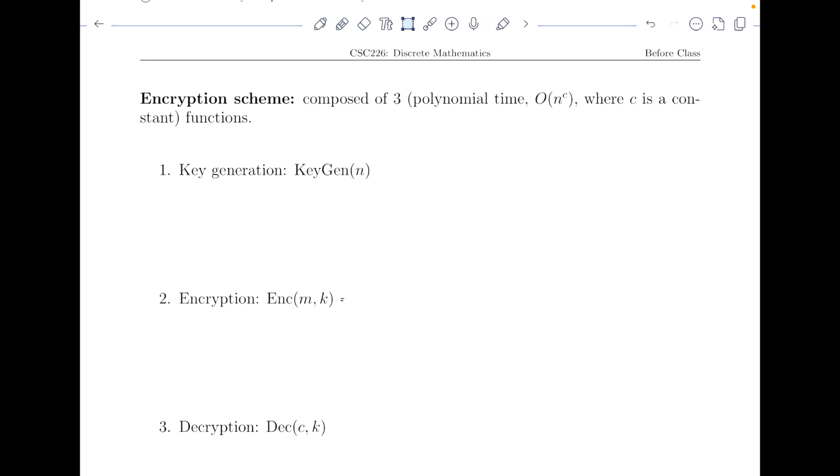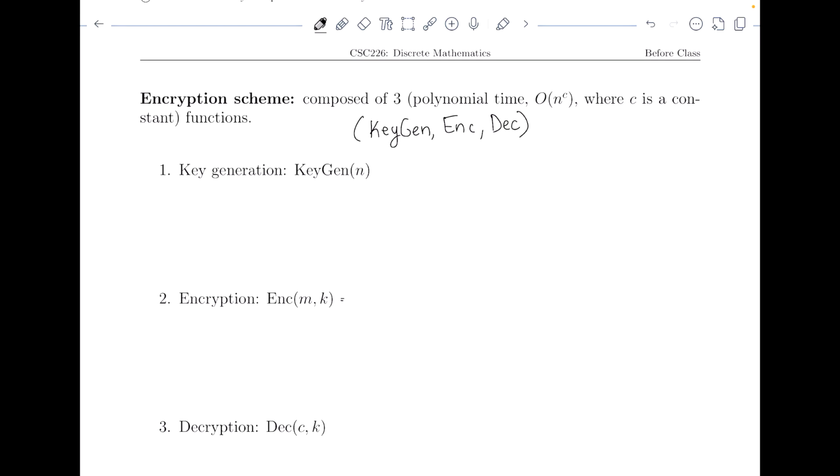Let's talk about the formal definition of an encryption scheme. It is composed of 3 polynomial time functions. So I've written here that it's O of n to the c, where c is a constant, and n is the input size. And we have these 3 functions, which are keygen, encrypt, and decrypt. Since I have these 3 functions, I often write it as a tuple. So you might say an encryption scheme is a tuple of 3 functions: keygen, encryption, and decryption.